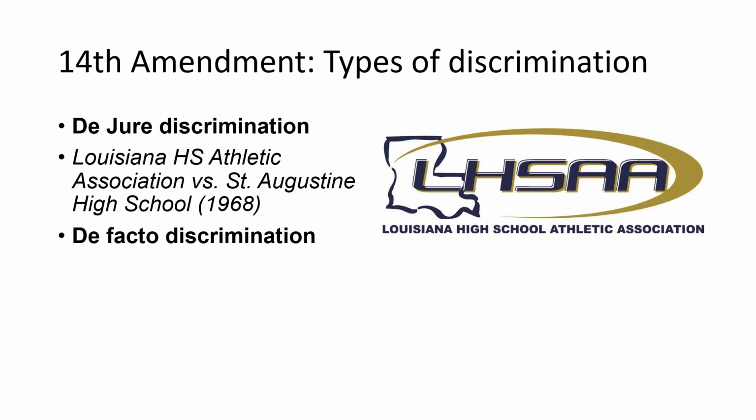Under the 14th Amendment, there are 2 types of discrimination that may prevent equal protection. The first we'll discuss is de jure discrimination. This is a law or policy that has a discriminatory purpose.